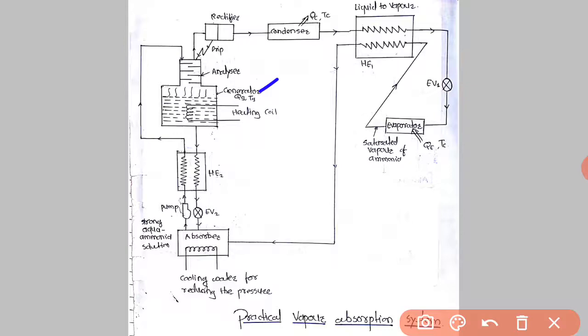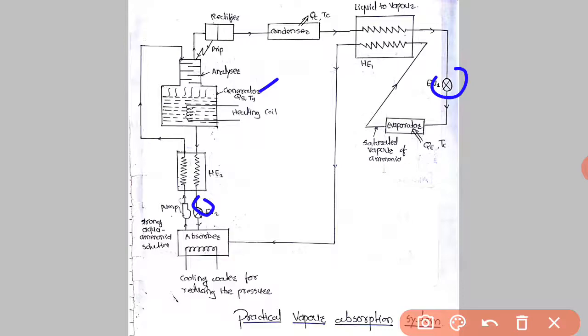What is the function of the analyzer? In the analyzer, dehydration of aqua ammonia takes place to produce strong ammonia vapors. That is, the analyzer dehydrates the vapors and strong ammonia vapors are passed to the rectifier and the condenser. If the complete water particles are not removed, then they will enter the expansion valves, and what will happen in the expansion valves, they will freeze and choke the pipeline. So it is necessary to use the analyzer for the dehydration of the ammonia vapor.